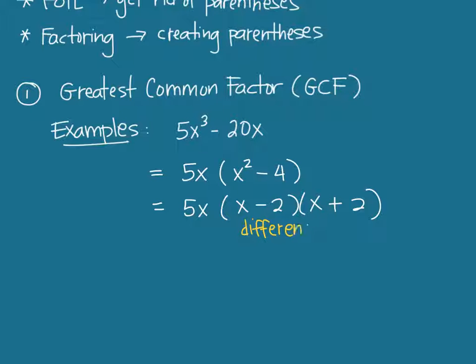So difference means it has to be subtraction. Squares means the number has to be a perfect square number. So numbers like 1, 4, or 9, 16, 25, 36, 49, 64, 81, 100, perfect squares. Okay, that's what that works for. So if you ever catch one of those perfect squares hanging out in a subtraction, then you can make more parentheses. So the whole goal of factoring is to make as many parentheses as possible. So that's one example. Okay, let's try another one.